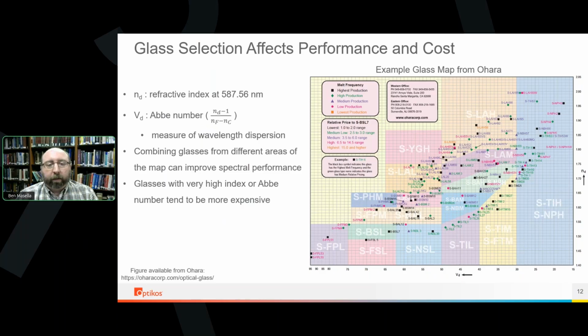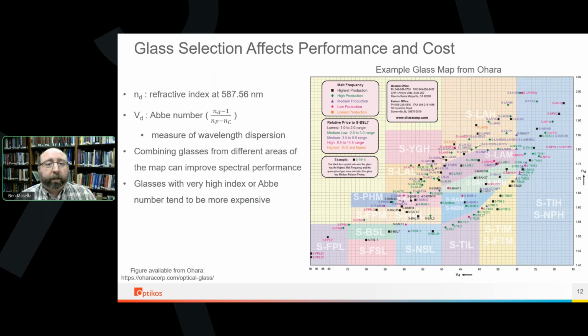And so this map shows how the index and dispersion of the glasses relate to each other. The dispersion is often measured by calculating the Abbe number, which is what's plotted here. And as you go up in Abbe number, you go down to the bottom left corner, and those are very low dispersion glasses, which have high Abbe numbers and tend to be very expensive and potentially hard to source.